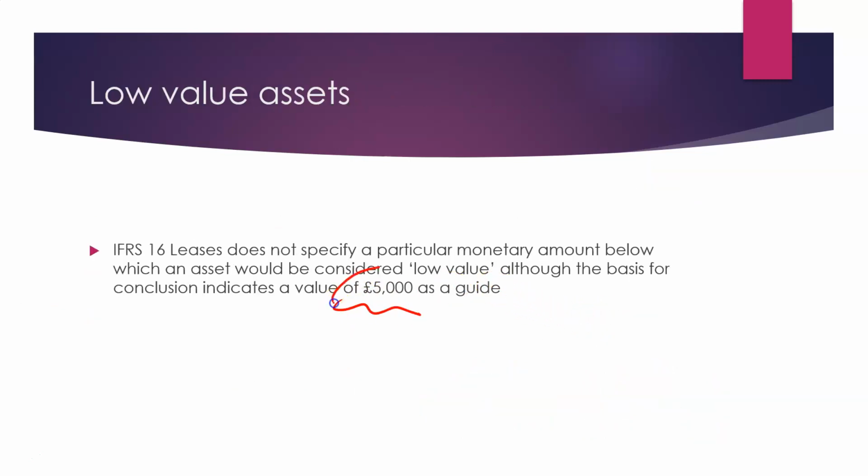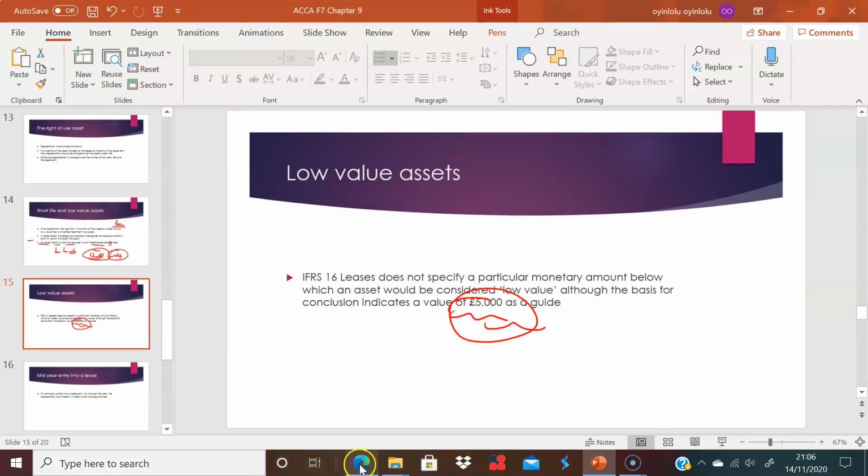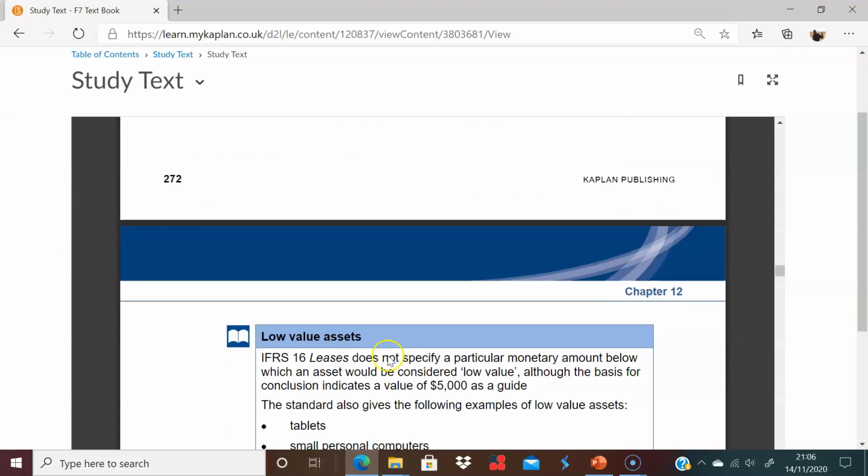Yes, it says 5,000. 5,000 is a guide. It just gives it as a guide, right? And that's the thing. So just showing you what that is, taking you to the text. Yes, they talk about that there.